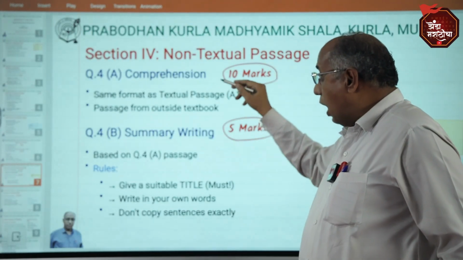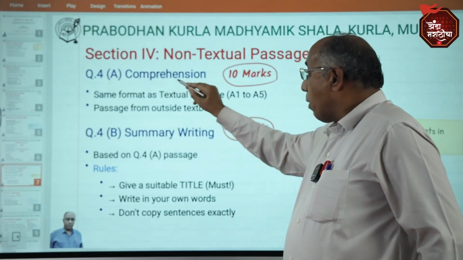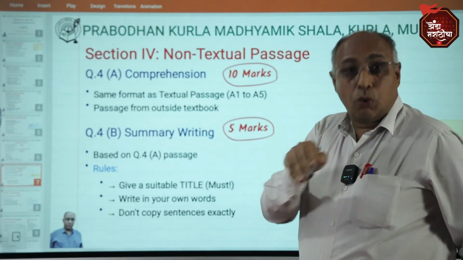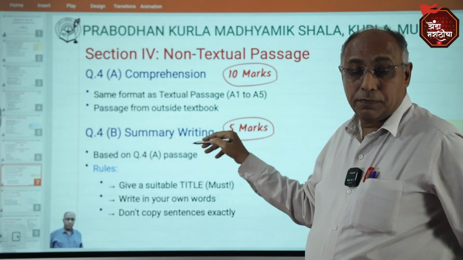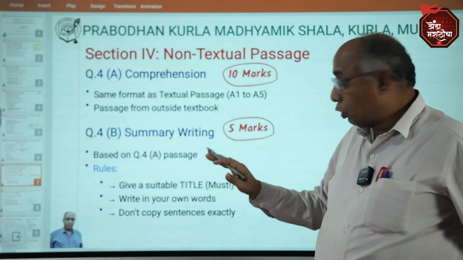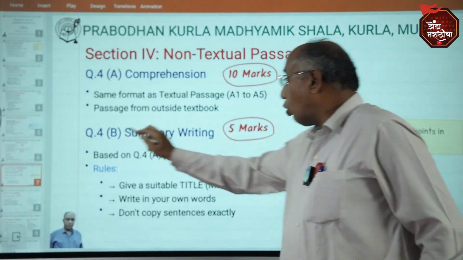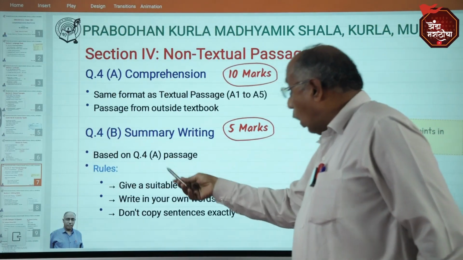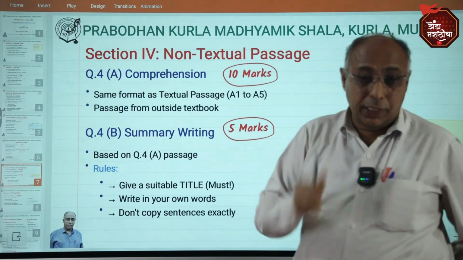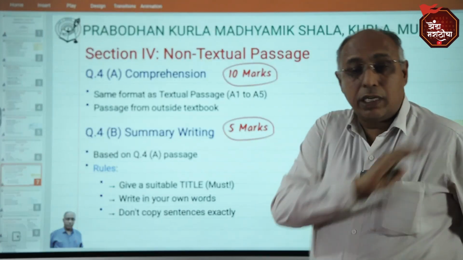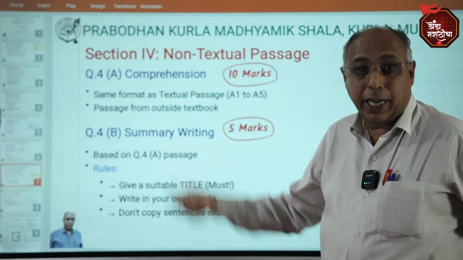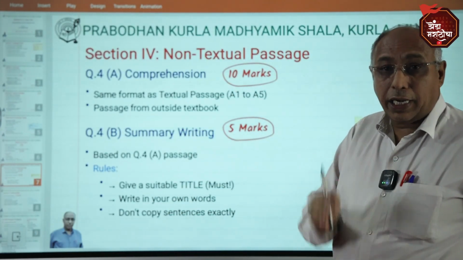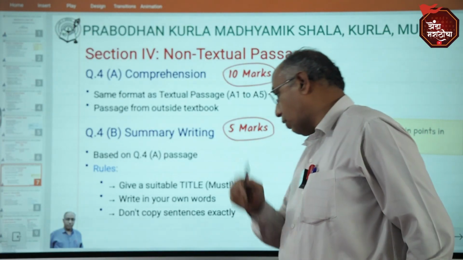The activities asked in question number 4A will be similar to the activities you did or you do in question number 2, that is in seen passages. These are not different. So, let us go to see question number 4B, summary writing. That is based on the question number 4A passage, means a different passage will not be given. You will study the passage given in question number 4A and try to summarize it.